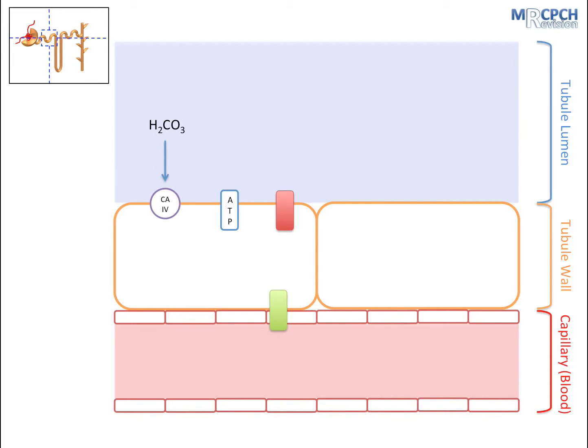On the luminal side of the tubule wall, the tubular cells have on their surface carbonic anhydrase 4. And when carbonic acid comes into contact with this, it's split up into water and carbon dioxide. That then joins up with carbonic anhydrase 2 inside the cell and dissociates back into protons and bicarbonate.